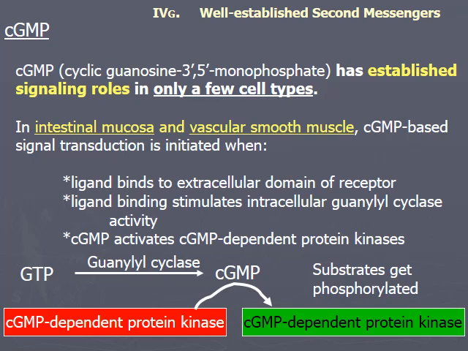Okay, so you'll see cyclic GMP as a second messenger in a few tissues: the intestinal mucosa, the vascular smooth muscle, the eye. But it's definitely not as ubiquitous a second messenger as, for example, calcium or cyclic AMP is.